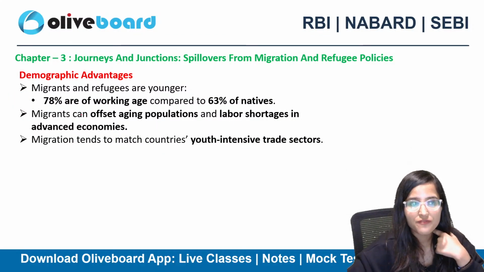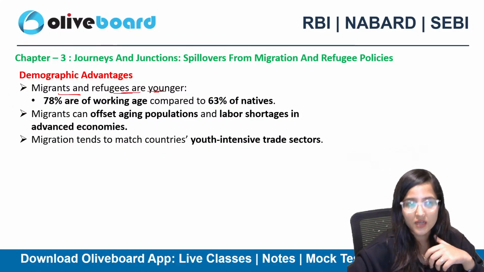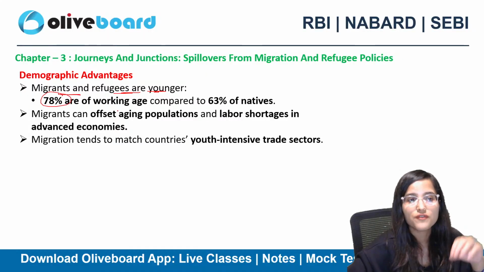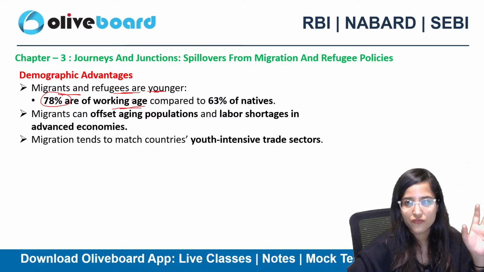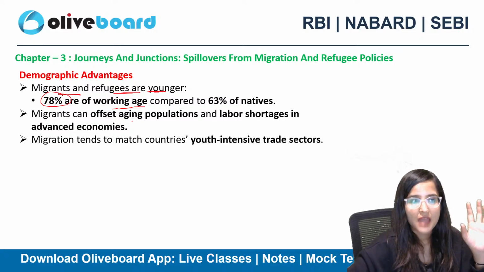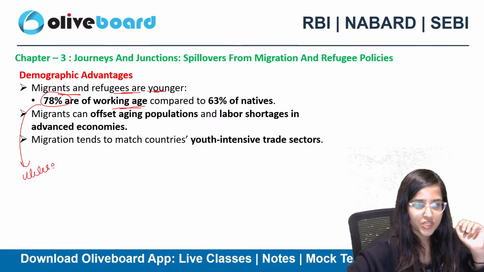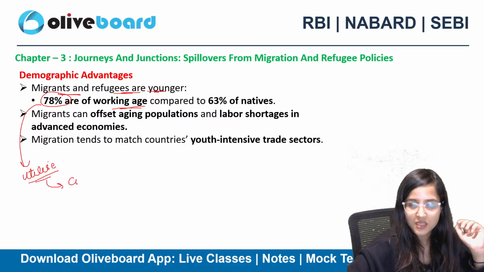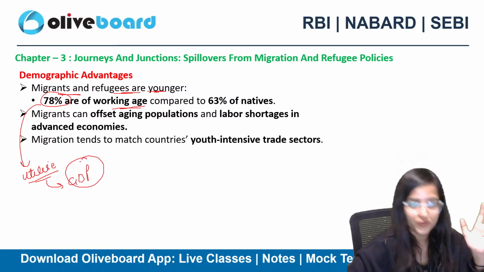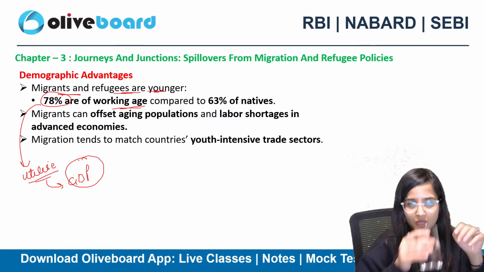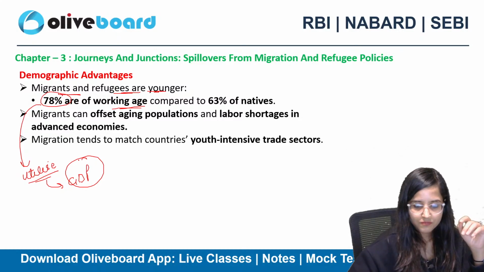Okay. And if migrants and refugees are younger, then 78% are of working age. They are saying that these migrants and refugees are mostly of working age. And if we really utilize this population, they can really help in increasing the GDP of the country and improving the economic situation of a country.